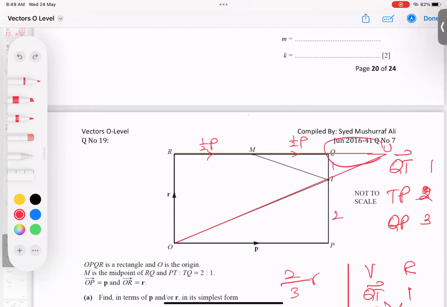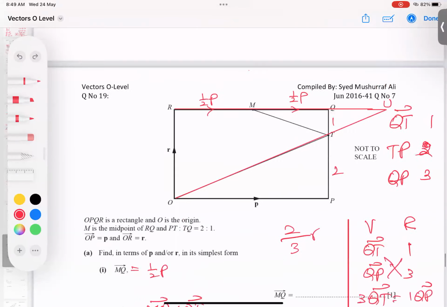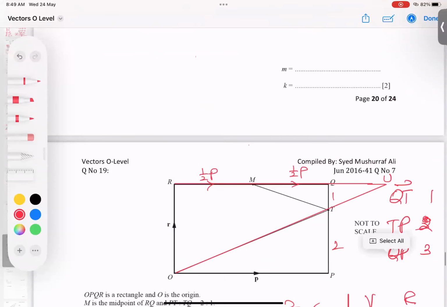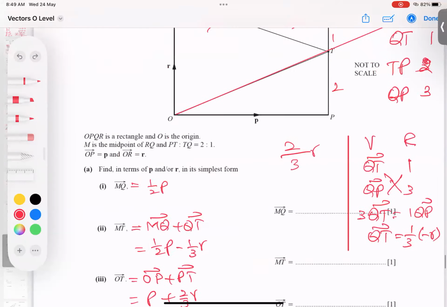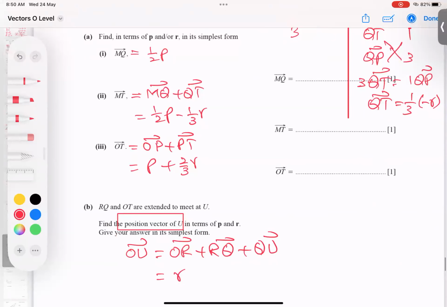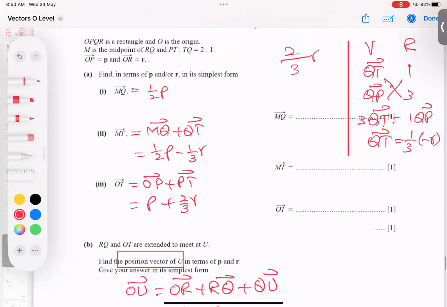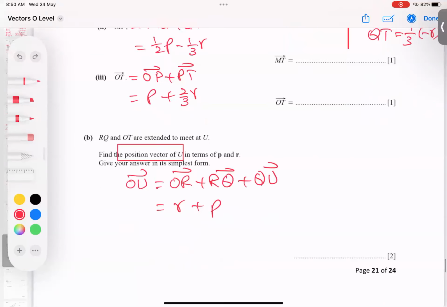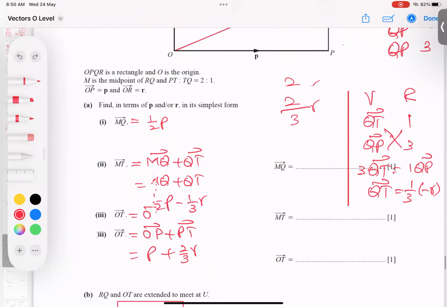So first, if I try to get QU, the path is so simple: O to R, R to Q, and Q to U. Let me recheck. R to Q, Q to U. Correct. Now, O to R is small r, and this is P. I repeat, this is R, and this full is P, because half is 1. Now, if I get QU, my question will finish. Only this is required.